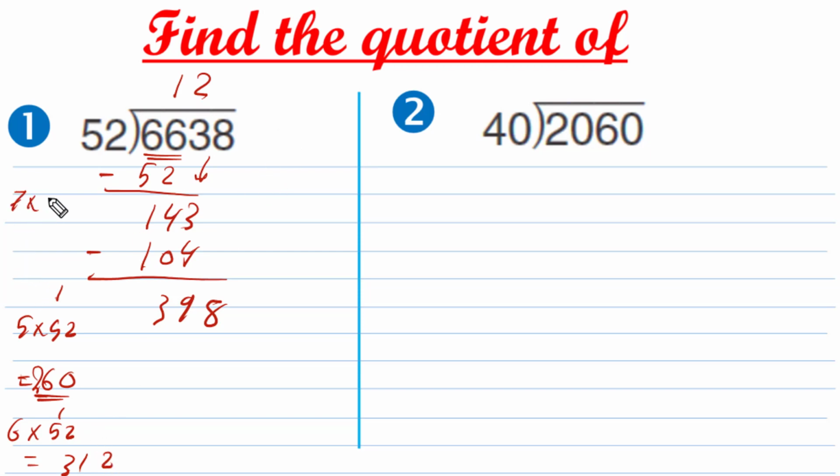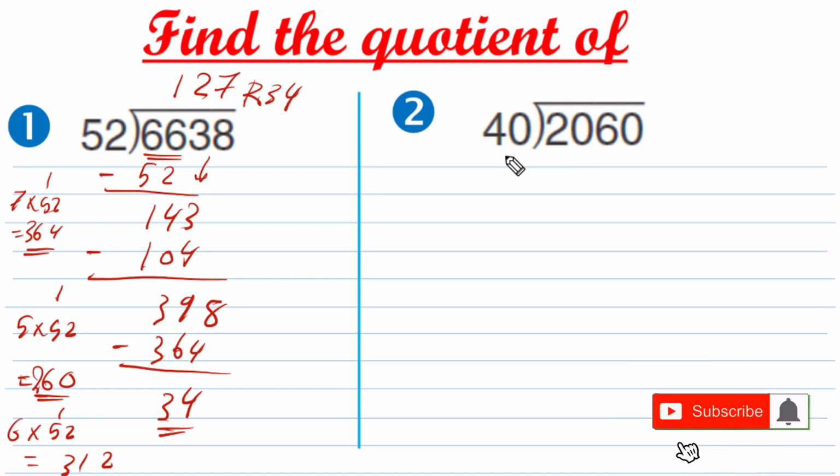7 times 52. 7 times 2 equals 14. Write 4 and keep 1. 7 times 5, 35. Plus 1 equals 36. We have 364. It's close to 398. Now try 7 and write 364. Draw a line and subtract. 8 minus 4 equals 4. 9 minus 6 equals 3. Now the quotient will be 127 with remainder 34.